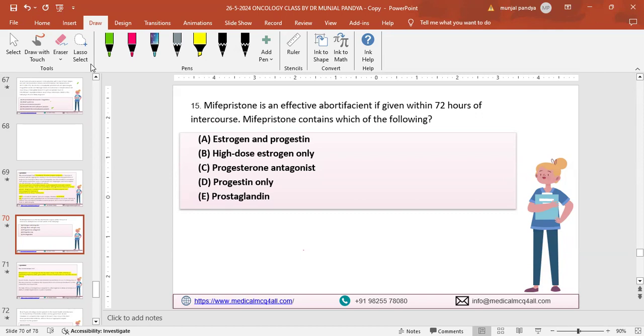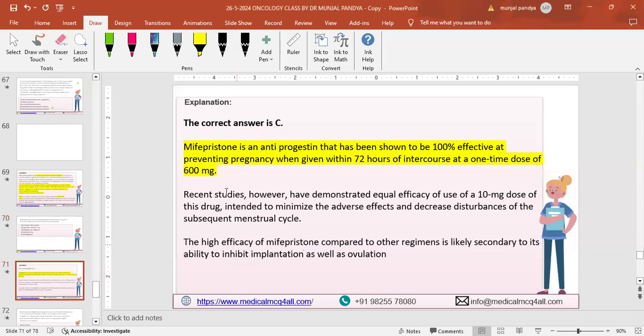ABCD. Okay, so there are various answers. The correct answer is this. Let me go to this. Mifepristone. So the answer is C.